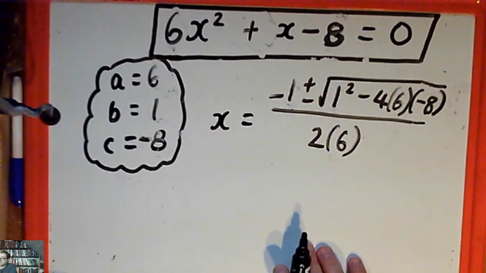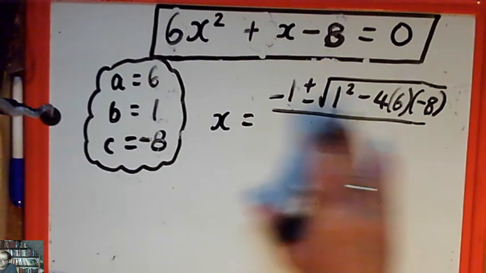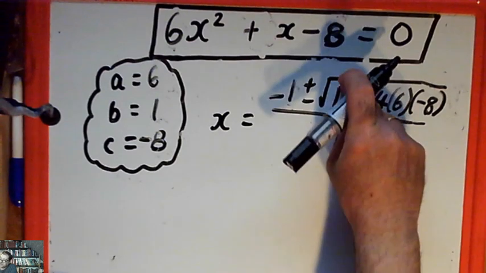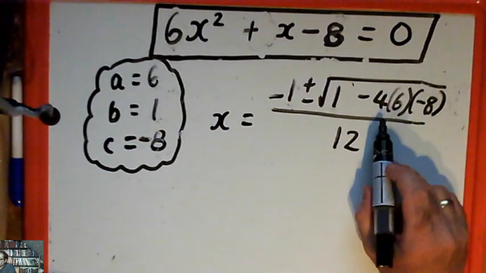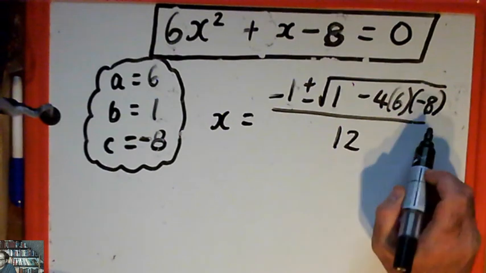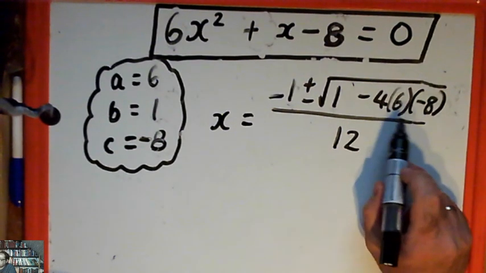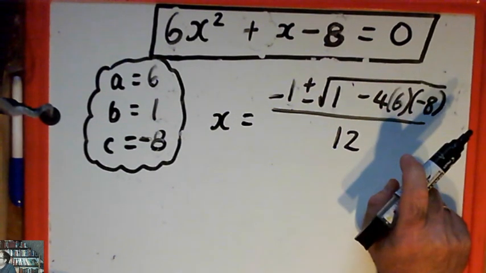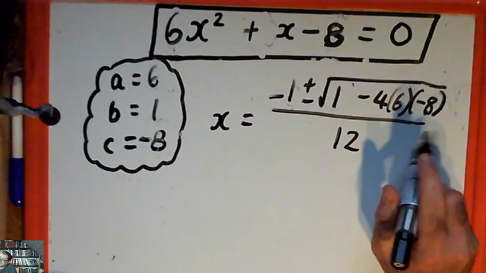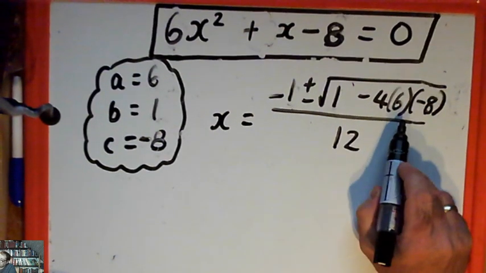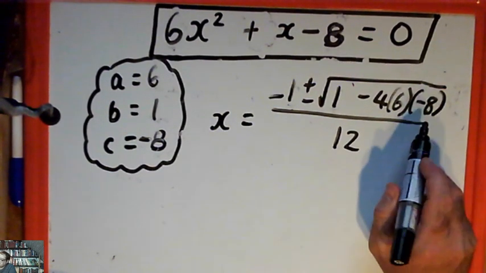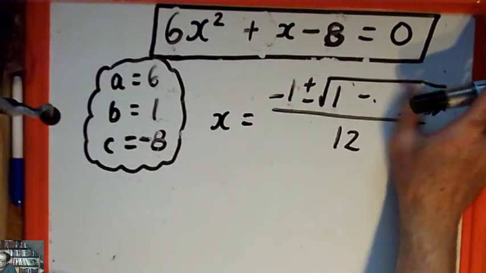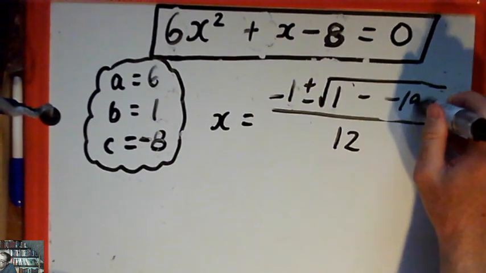Okay, let's tidy this up now. 2 times 6 is easy to do, that's 12. 1 squared is just 1 times 1, which is 1. So I'll just put a 1 there. Now, 4 times 6 times minus 8. 4 times 6 is 24. 24 times 8, let me just, 48, 96, 192. So 4 times 6 times minus 8 is minus 192. So I'll replace all that lot with minus 192.